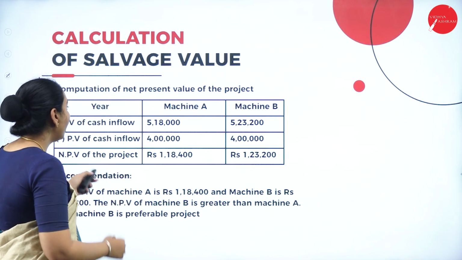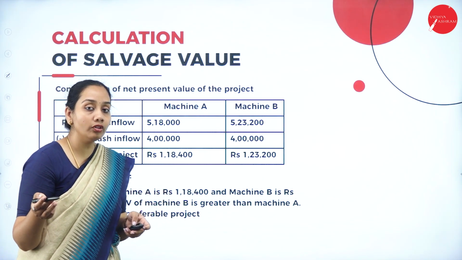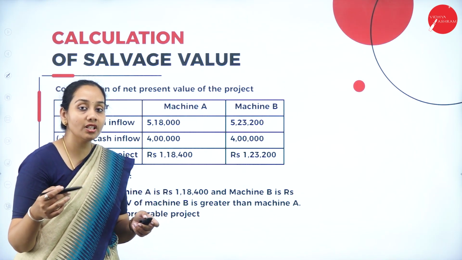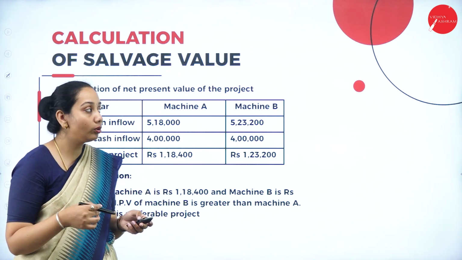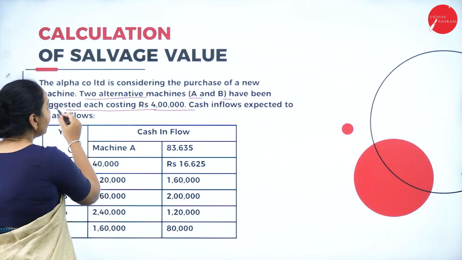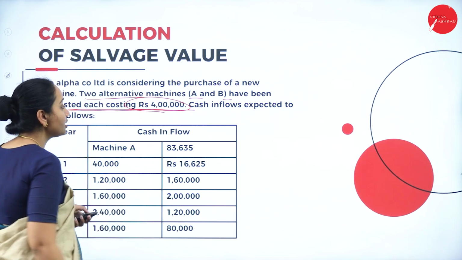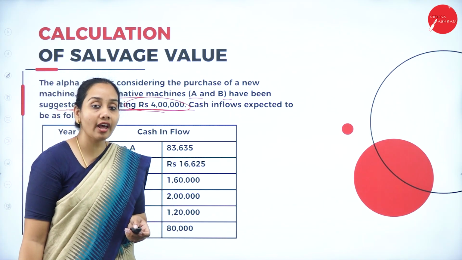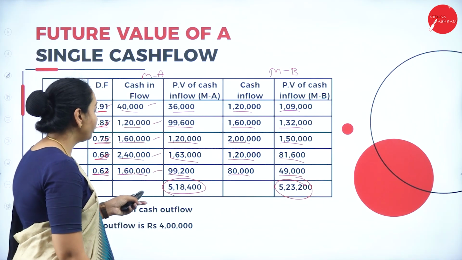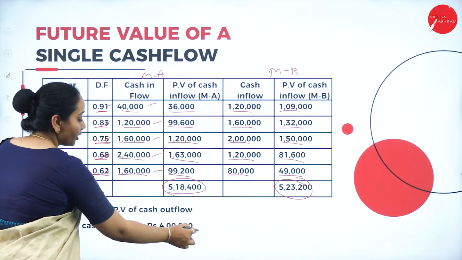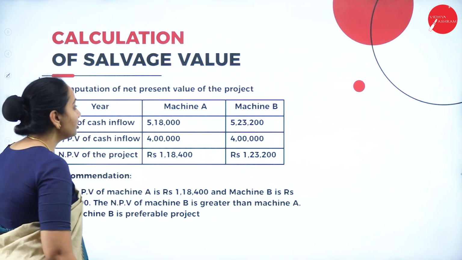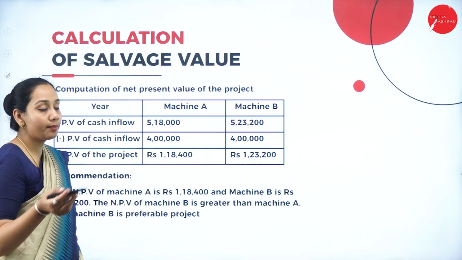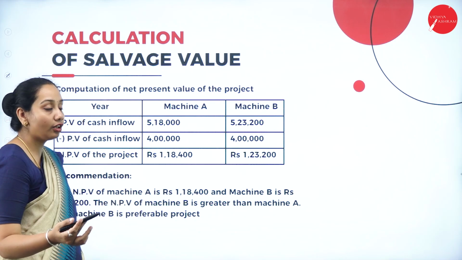So next step, we have to find out the cash outflow of the machine A and machine B. So in the starting of the question, if you can see here, the suggested costing of each machine is 4 lakh. So we'll consider this 4 lakh to be the cash outflow. So the cash outflow will be 4 lakh rupees only. Okay. So next, we are going to calculate. Third step is about computation of the net present value of the project.